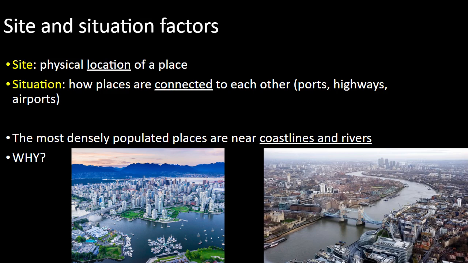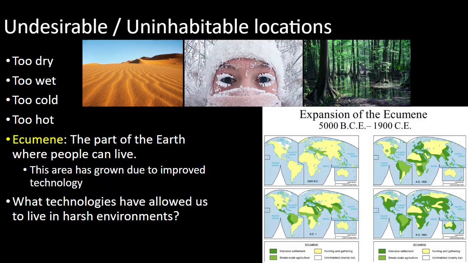Most densely populated places are located near coastlines and rivers like these pictures are showing. So why? Well, it would make sense to put your site in a place that's easily accessible to other sites, creating a situation between two sites. Yes. Excellent answer. Okay. Thank you.